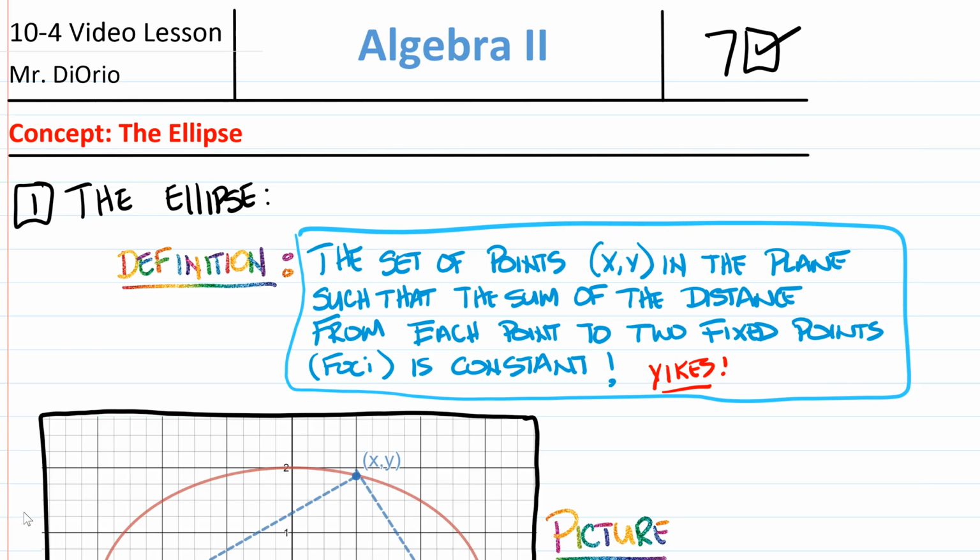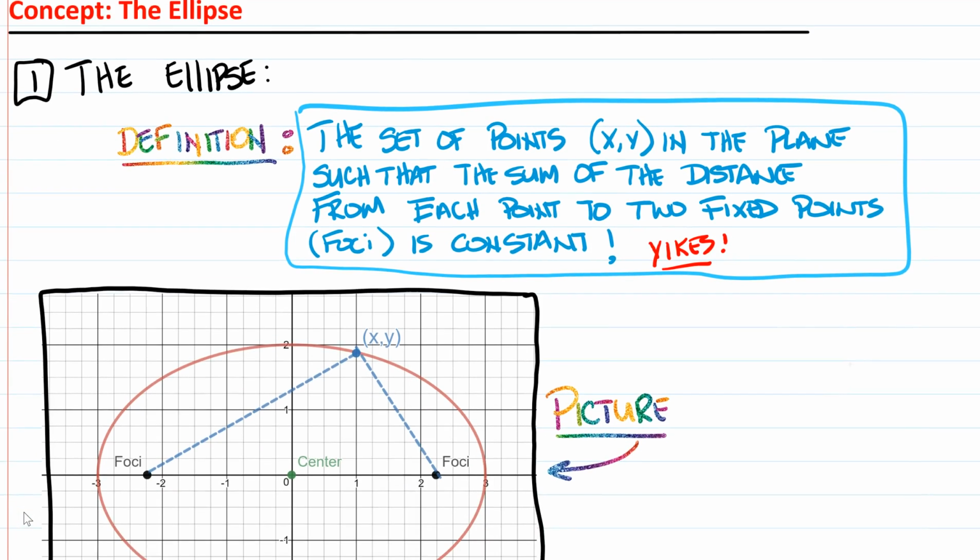Welcome to 10.4 video lesson underneath Algebra 2. The concept here is the ellipse, and there are 7 boxes for us to talk about. So let's talk about the first one here, the ellipse.